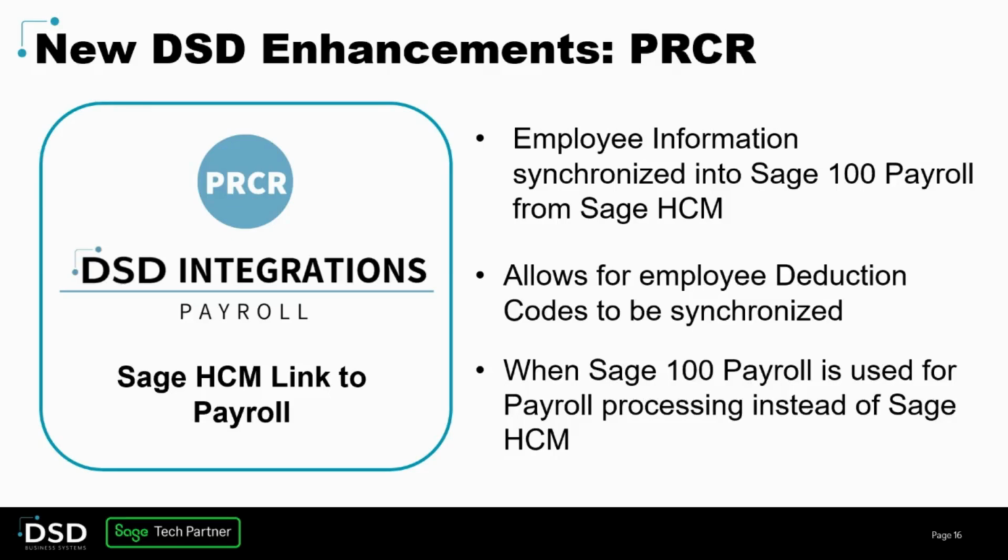I mentioned the GLCR enhancement, which is the Sage HCM link to General Ledger, which was for users that don't use Sage 100 payroll. We have here the PRCR. It's the Sage HCM link to payroll. So this is for users that do have the Sage 100 payroll module that they use for payroll processing. But it does integrate with Sage HCM so that you can synchronize employee information from Sage HCM into Sage 100 payroll. So that includes employee information as well as their deduction codes.